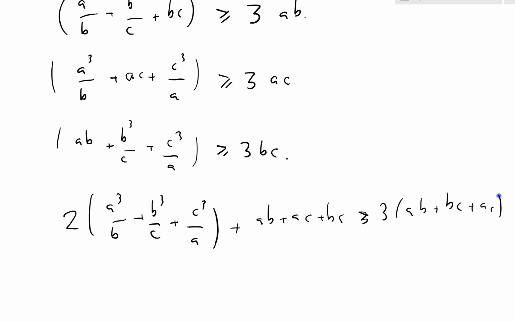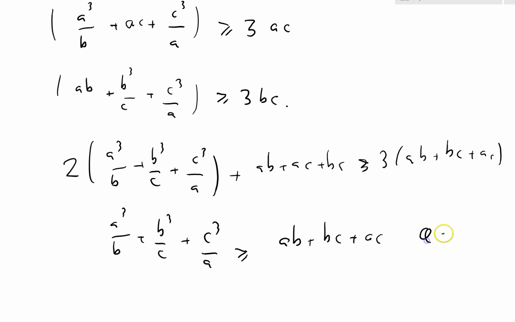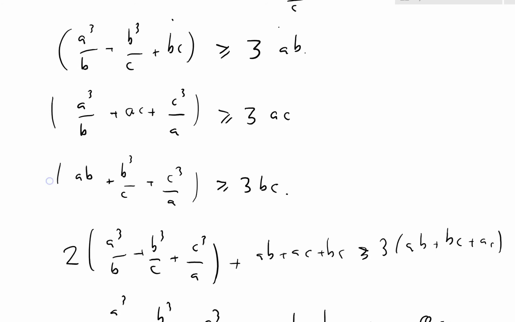BC plus AC. Okay, so that tells me that A cubed over B plus B cubed over C plus C cubed over A is greater than or equal to, oh no, the 2's cancelled, I'm sorry. The 2 cancels. AB plus BC plus AC, QED. Well, that's quite a nice little demonstration.